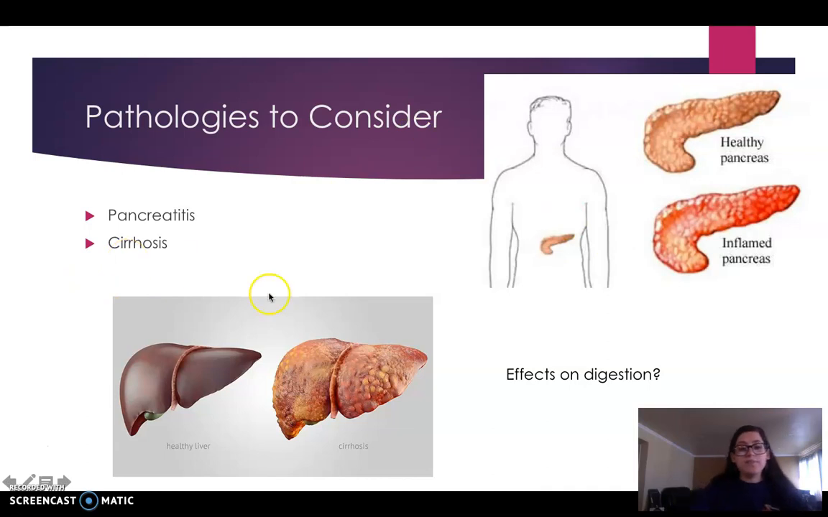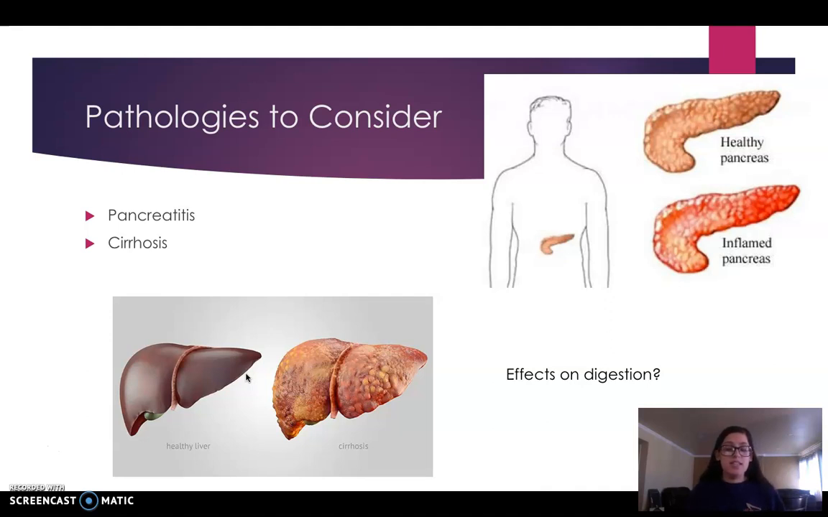And cirrhosis, which forms this fatty scar tissue, so not fatty tissue, scar tissue, fibrosed tissue of the liver, also impedes liver function, and that means that the liver will not be able to form bile. So what may happen if the liver can't form bile? What are those effects on digestion? We would see it is much harder to absorb fat because bile is such an important component of absorbing fat.